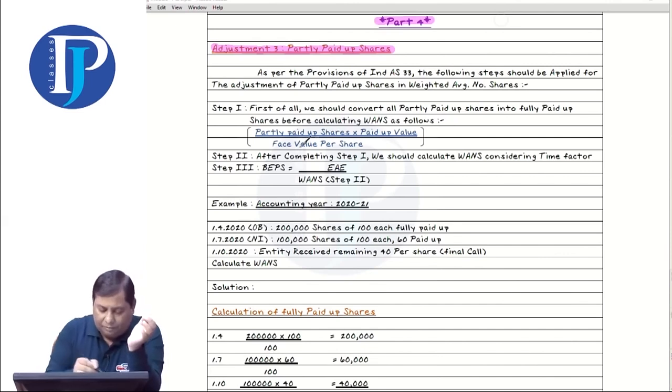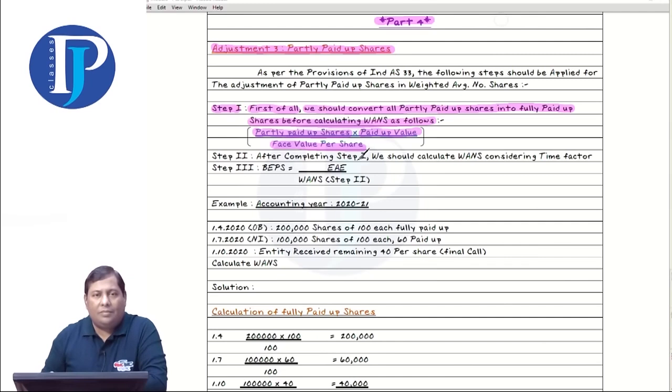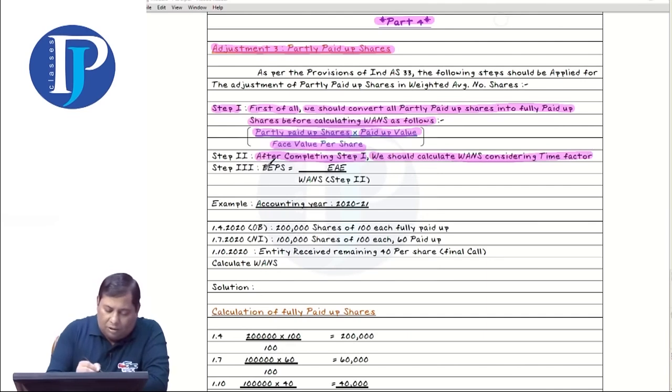See this. The first step, first of all, we should convert all the partly paid up shares into fully paid up shares before calculating the weighted average. What is the formula? First, we took partly paid up shares, which is 10,000. Multiply it with the paid up value of 5 rupees divided by face value of 10, which gives 5,000. Same formula. When this process is completed, you calculate the weighted average and apply the time factor. Third is basic EPS. After that, you know the process.